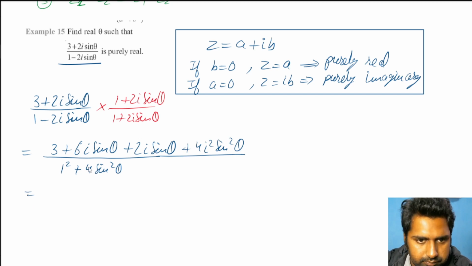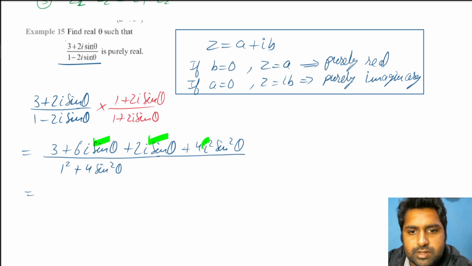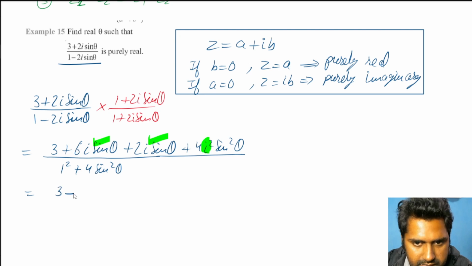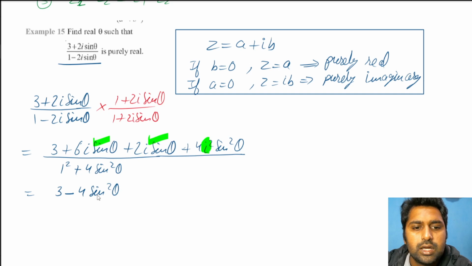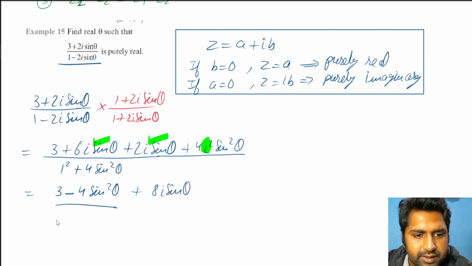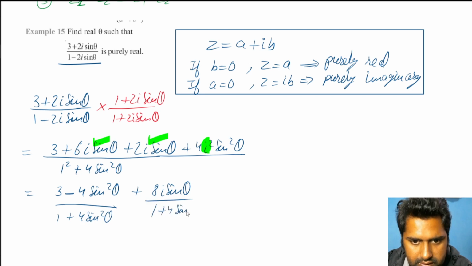Add them. These two can be added, and this iota square, solve this. This is minus 1, so it becomes 3 minus 4 sine square theta. Keep it as it is. This is the part which does not have any iota in it, and the iota part is 8 iota sine theta. Upon, I'm splitting the denominator, 1 plus 4 sine square theta, 1 plus 4 sine square theta.